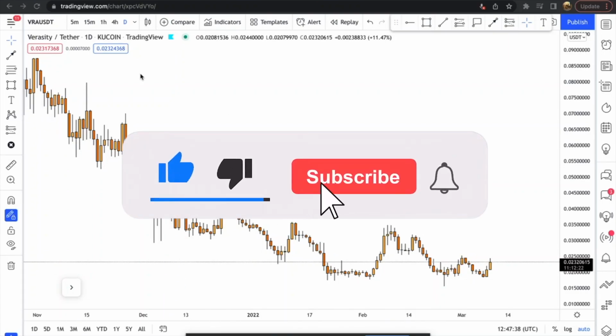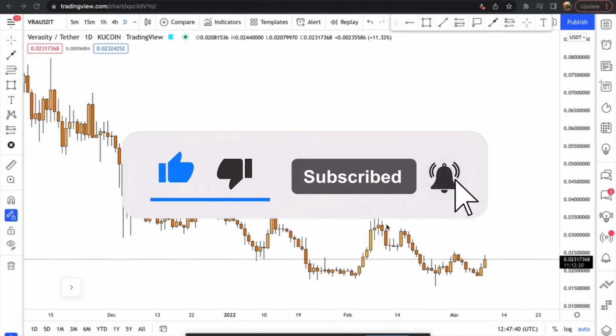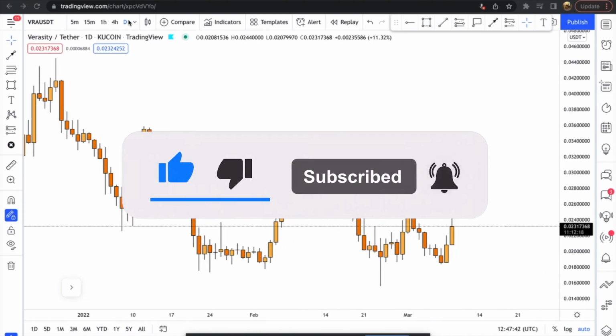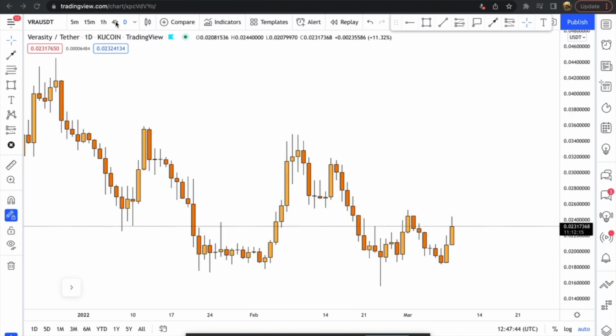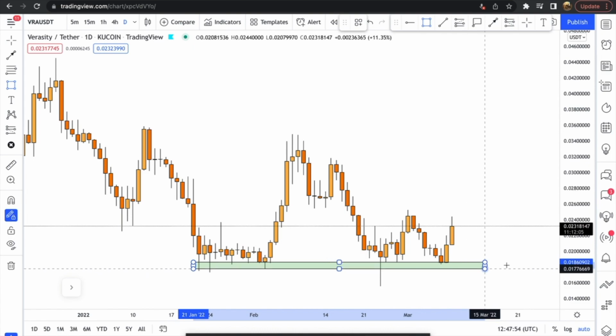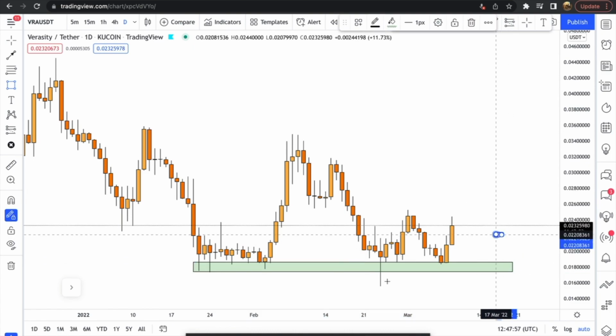So I'm just going to dive into VERASITY for you today and break down this market structure. I'm going to be using the daily time frame, the 4H, and I might dive into the 1H time frame as well. What I'm going to quickly do is mark out this area of support, just here, from there to there. As you can see, we've tapped into it there.